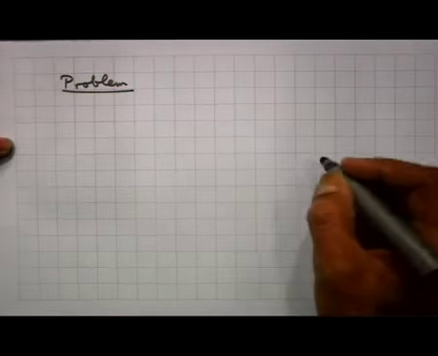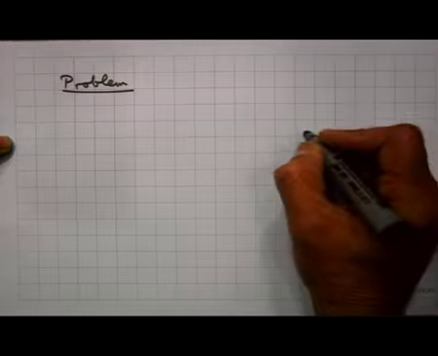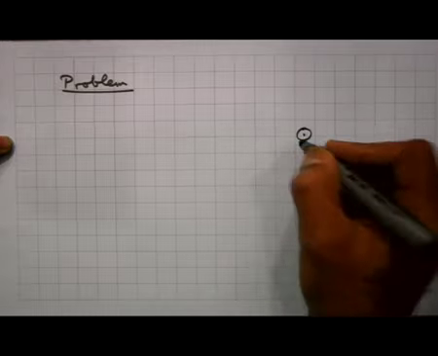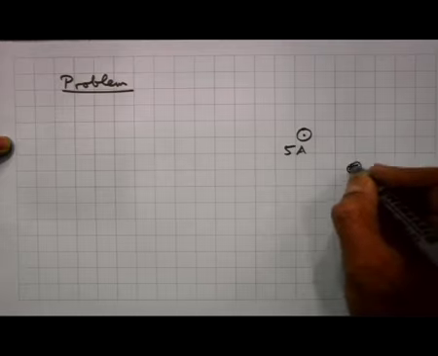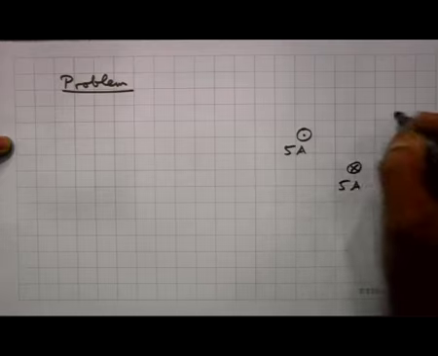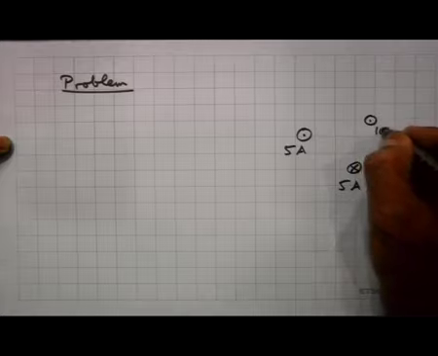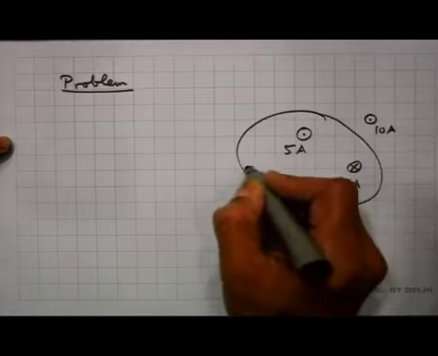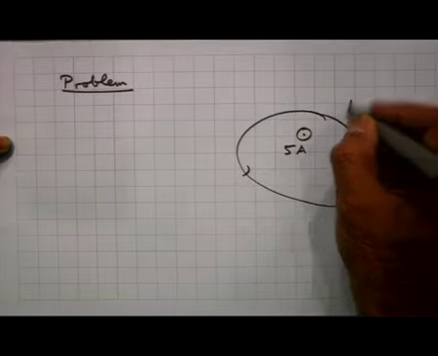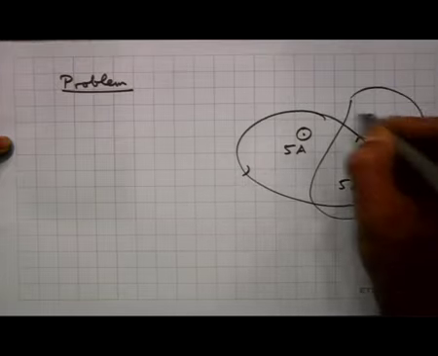So, let me look at it from above. I have a current coming towards me, 5 amperes, another current going inwards, 5 amperes, and another current which is coming towards me, 10 amperes. Let me consider 2 loops, one this one and one this one.